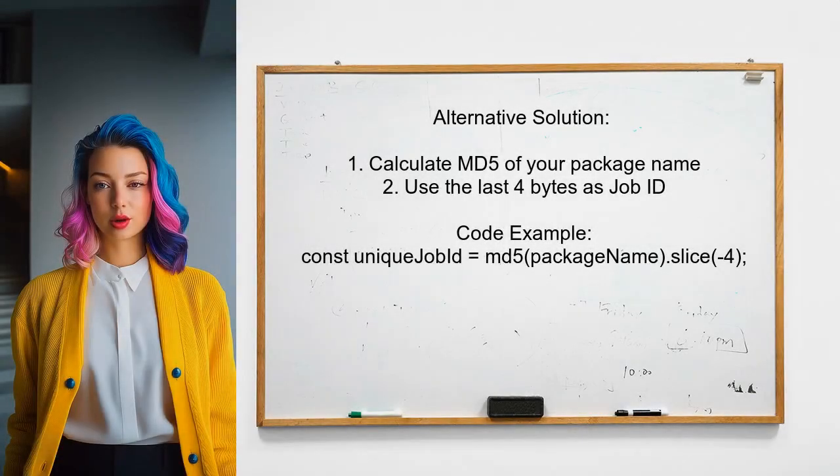An alternative approach suggested by another user is to calculate the MD5 hash of your package name. From this hash, you can take the last 4 bytes to create a unique job ID. This method significantly reduces the chances of ID collisions.